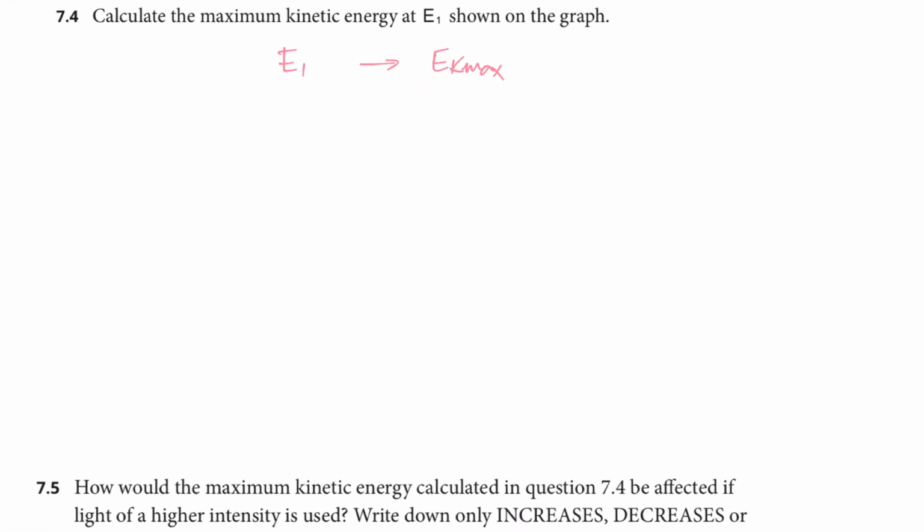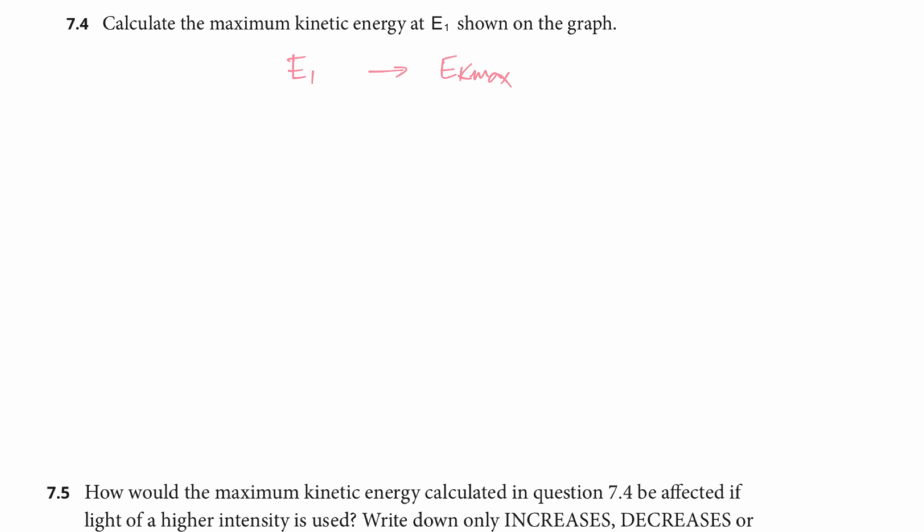Let's go back here. Alright, so for this whole setup, for this question, I know that my frequency is equal to 14 times 10 to the power of 14 hertz. I know my threshold frequency is 9 times 10 to the power of 14 hertz. I know C, I know H. I'm looking for EK max. Right? And that's about it.